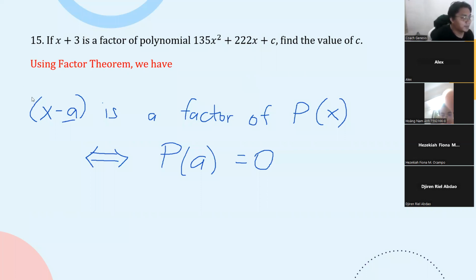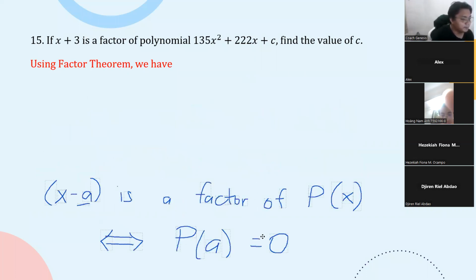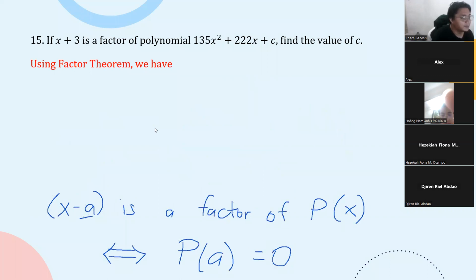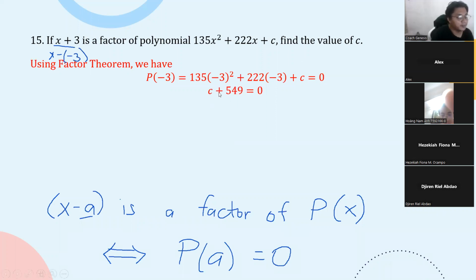So applying this one to the problem, you will have p of -3. So as you can see, a here is -3 because you can express this as x minus -3. Okay, x minus -3. So you have p of -3 is equal to 135 multiplied to -3 squared plus 222 times -3 plus c is equal to 0. Now we can just simplify that as c plus 549.